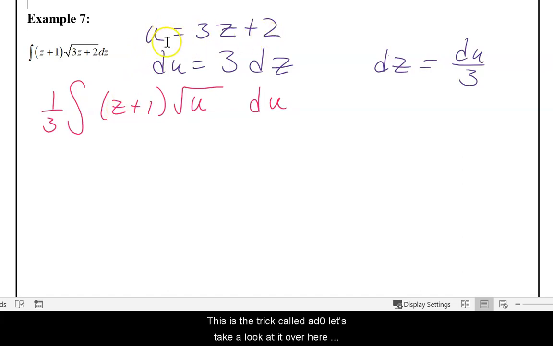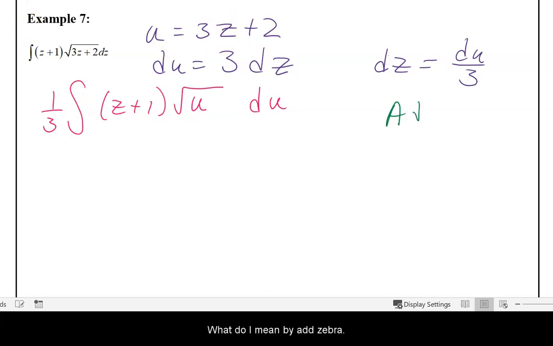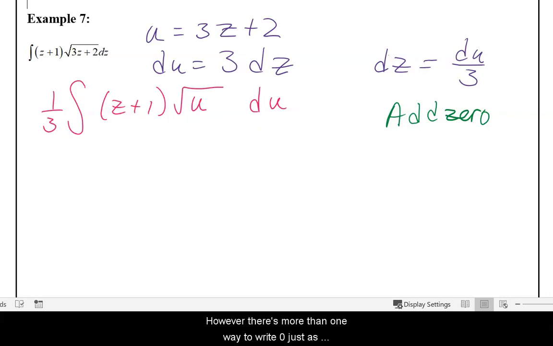This is the trick called add 0. Let's take a look at it over here on the right side. What do I mean by add 0? I mean exactly that. If I add 0 to anything, I haven't changed it. However, there's more than one way to write 0, just as there's more than one way to write the number 1. I can write 2 divided by 2 for 1, or 1 over x divided by 1 over x, or x over x. All of those represent the number 1.